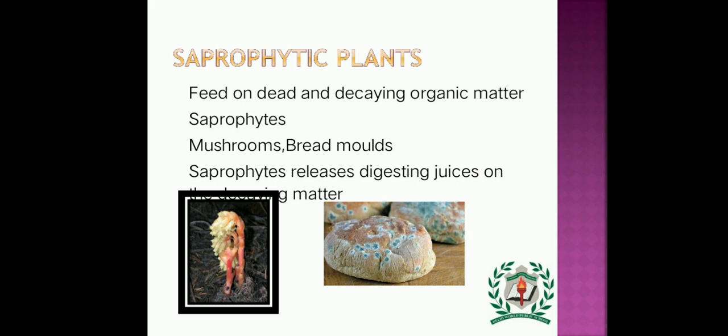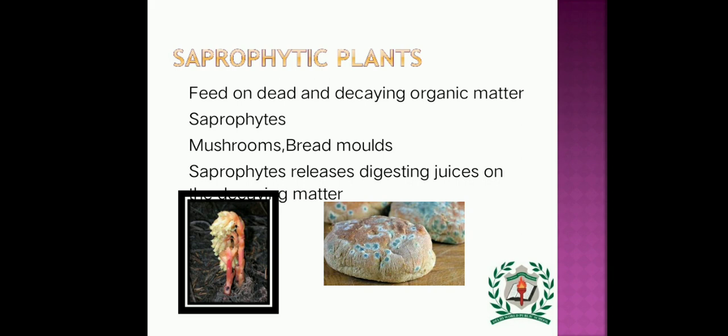Examples of saprophytes are monotropa, mushroom and bread molds. Bread molds, you have seen them. When bread is there, mold will be inside, yes or no? Because the mold is a saprophyte. They feed on dead and decaying organic matter. After the bread is getting spoiled, the mold will be there. That's why bread mold is the best example of the saprophytic mode of nutrition.